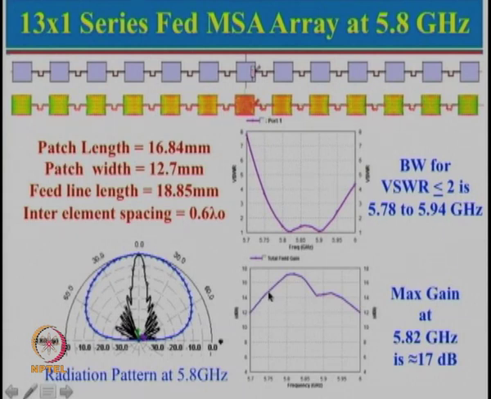And the maximum gain, this is the gain plot versus frequency, maximum gain is obtained at 5.82 gigahertz, which is of the order of 17 dB. You can actually see that this is a 13×1 element and the previous array was 23×1 element. So, since the size is relatively close to half of that, that is why the gain is also reduced by approximately 3 dB or so. So, let us just look at the practical result.